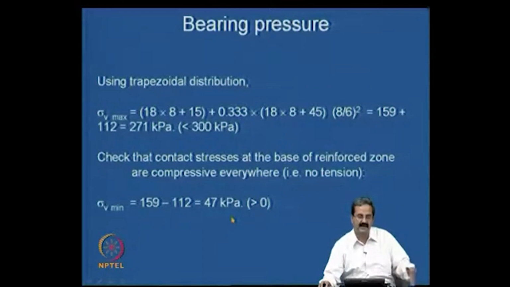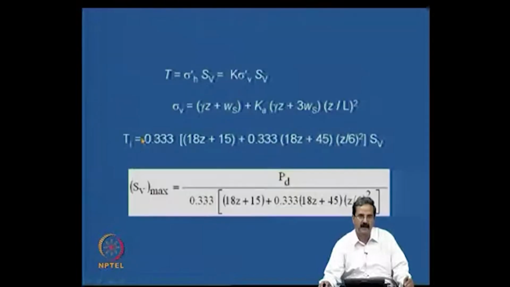The other thing, as I just mentioned, is that we have another type of distribution which is called the Meyerhof distribution. One can even calculate the maximum pressure using that, and that will be much less than this value as well. And this is what I just mentioned.